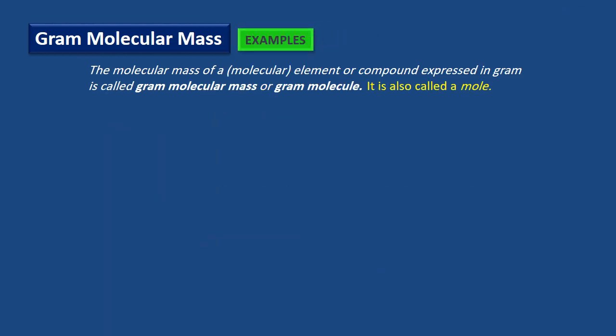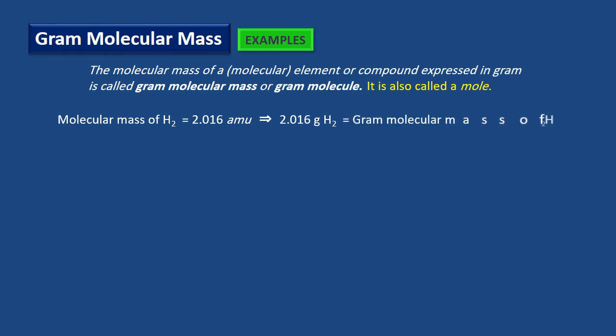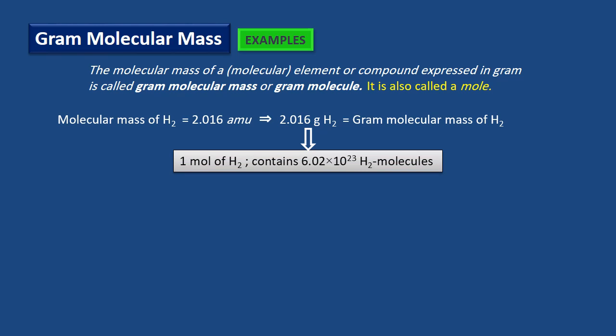Examples of gram molecular mass. Molecular mass of hydrogen is 2.016 AMU, which is of course twice of 1.008, as there are 2 atoms in a molecule of hydrogen. So if we have 2.016 gram of hydrogen gas, then this is known as its gram molecular mass and is called 1 mole of molecular hydrogen and contains exactly Avogadro's number of hydrogen molecules.